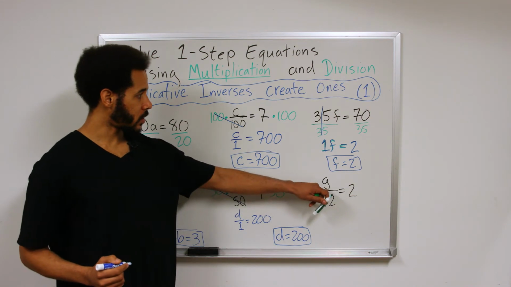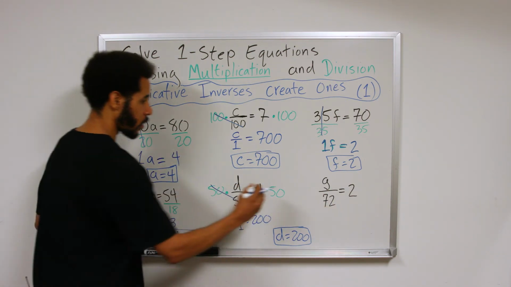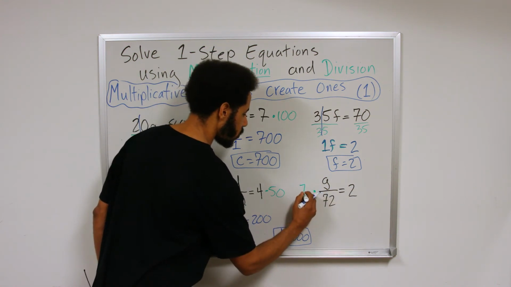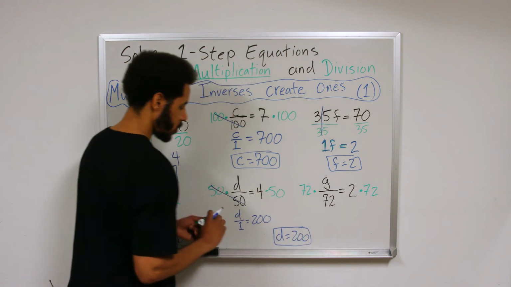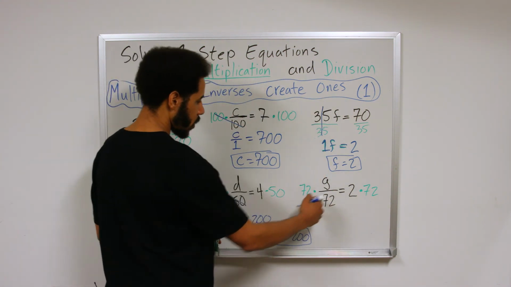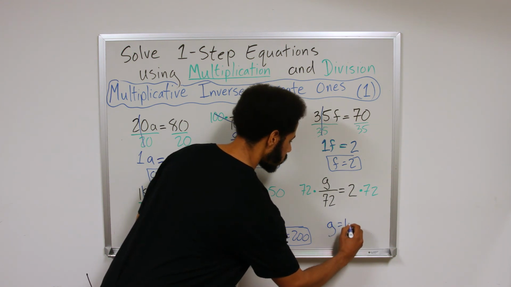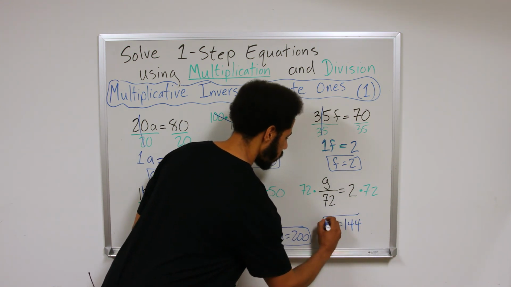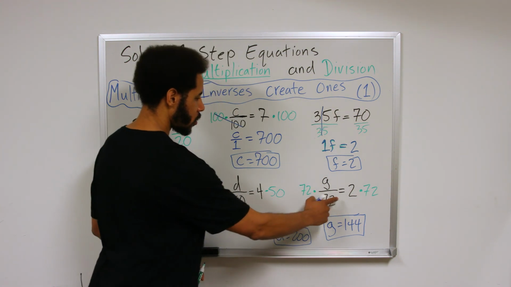Over here, we see division, so now we have to multiply to undo that operation. We're going to multiply by 72. Multiply by 72, both sides. I'm going to skip the 1 because we know we're doing g over 1, and just go straight to say g equals 144. And 144 divided by 72 is 2.